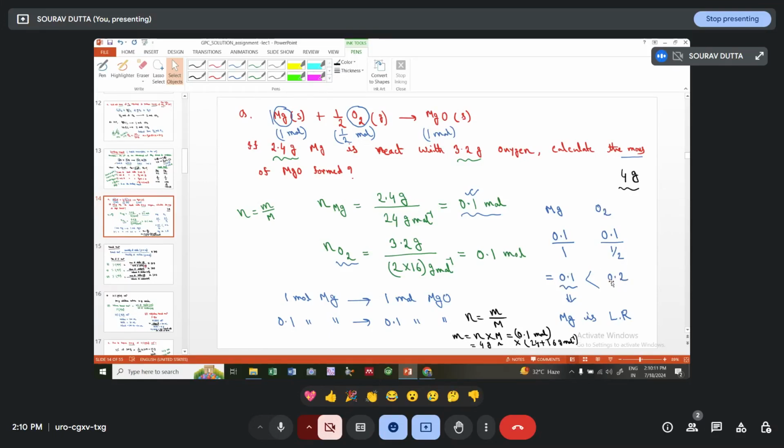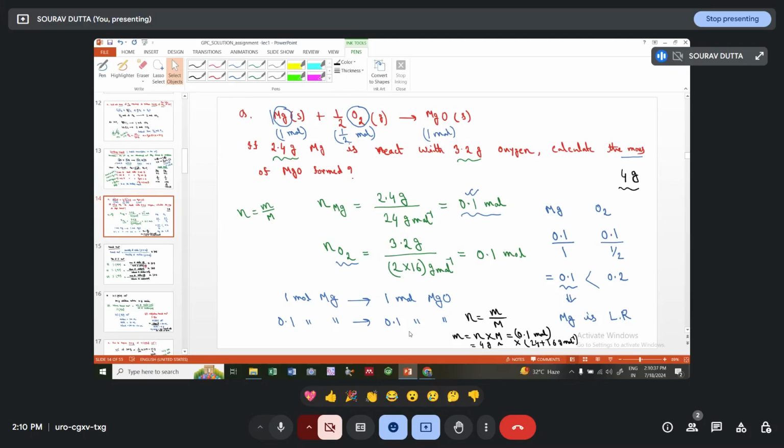As 0.1 is less than 0.2, so magnesium is your limiting reagent. So you have to calculate on the basis of magnesium, not on the basis of oxygen. According to this equation, 1 mole magnesium will give 1 mole magnesium oxide. According to our question, 0.1 mole magnesium is given, so 0.1 mole magnesium will give 0.1 mole magnesium oxide.